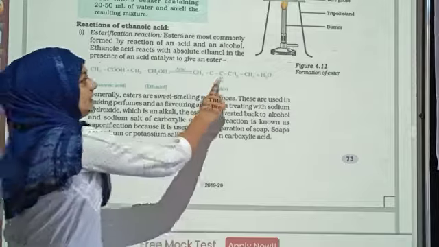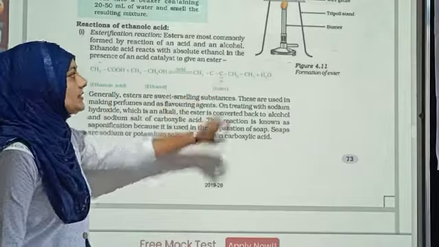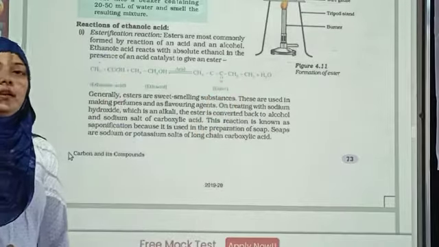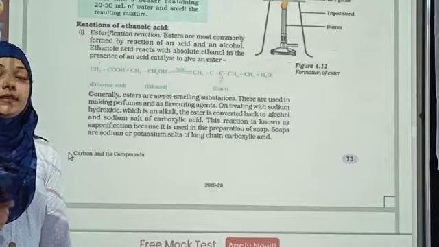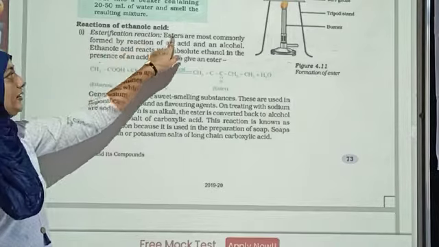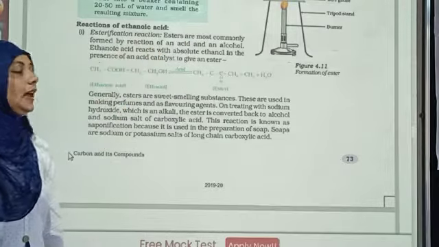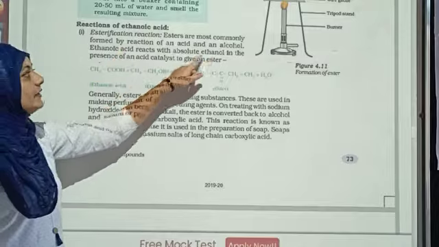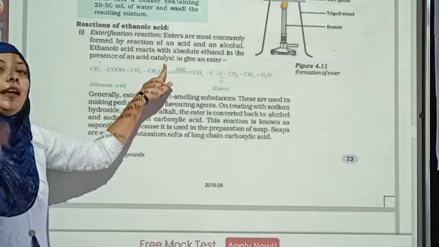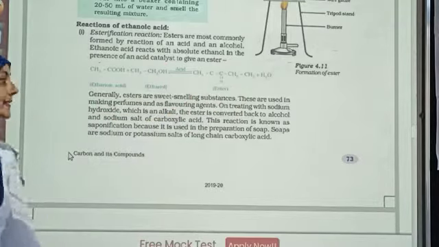What is ester? When you have a C-double-O-C linkage, that is going to give you the esters. Esters are sweet smelling substances. Dear student, esterification reactions: most esters are formed by the reaction of an acid and an alcohol. Ethanoic acid reacts with absolute alcohol in the presence of a catalyst. Which catalyst? H2SO4 catalyst. It gives water along with your ester.